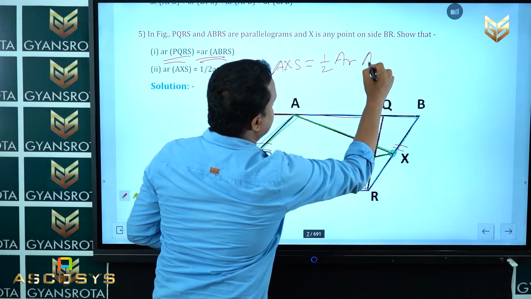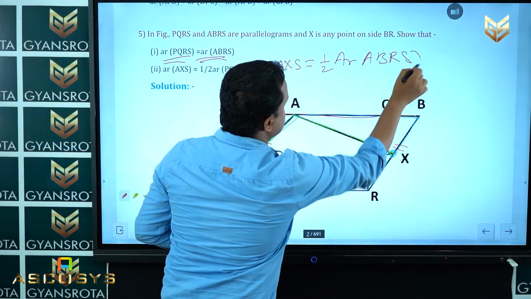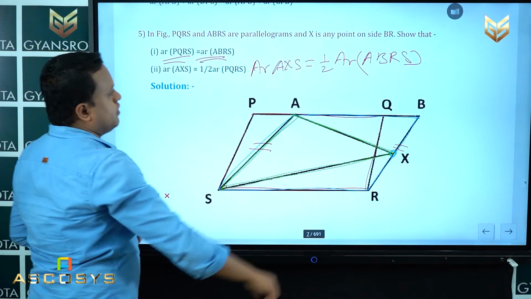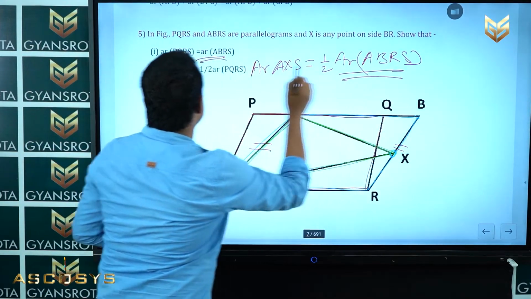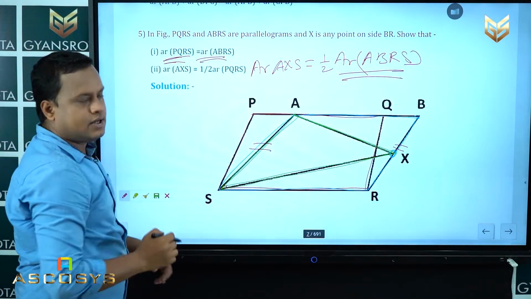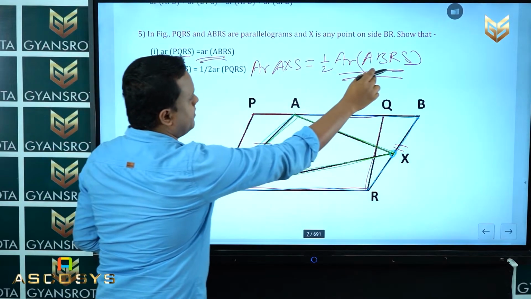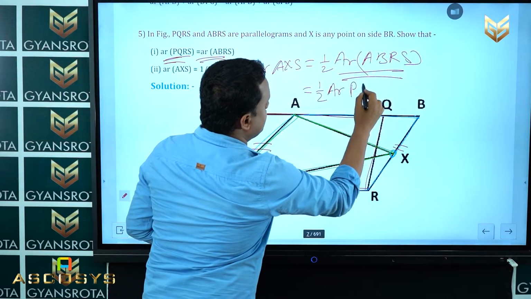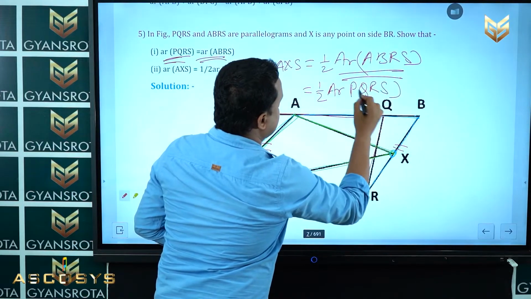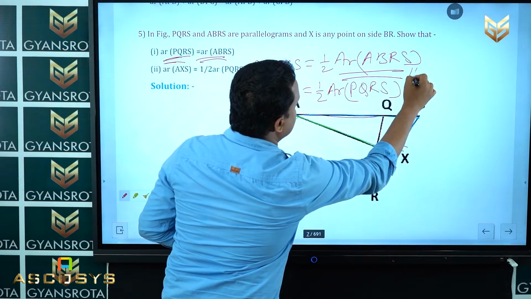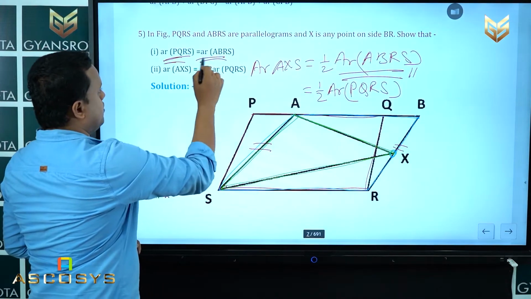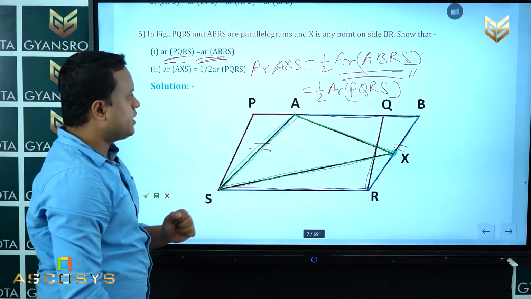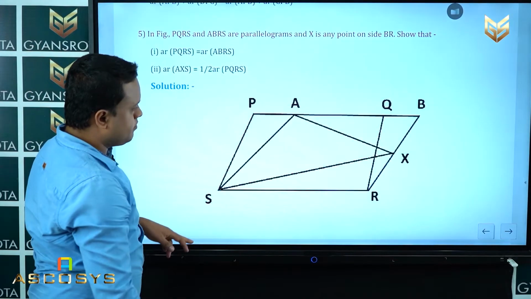Now this area of ABRS is equal to the area of PQRS. So in place of ABRS we can write half of the area of PQRS, because the areas of these two parallelograms are equal, and we have already shown that. So this is quite a simple problem.